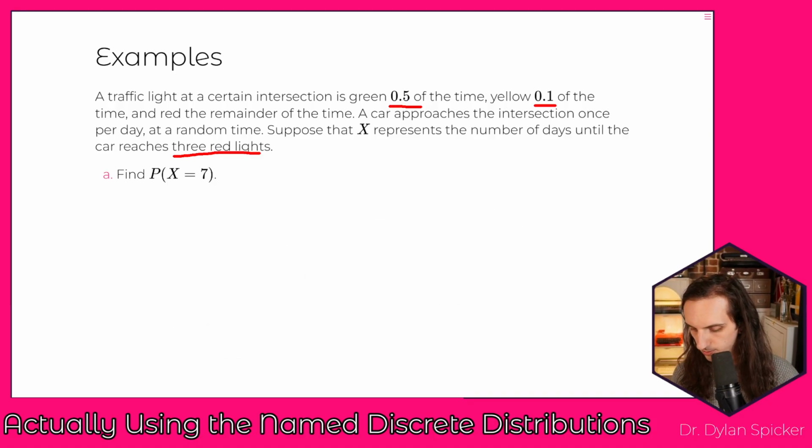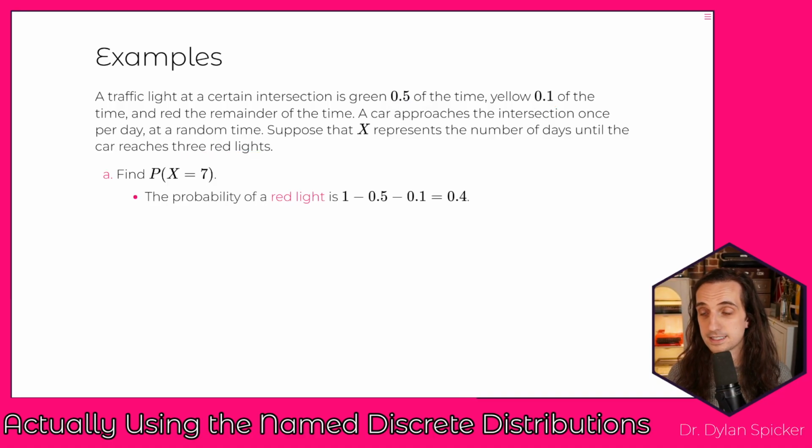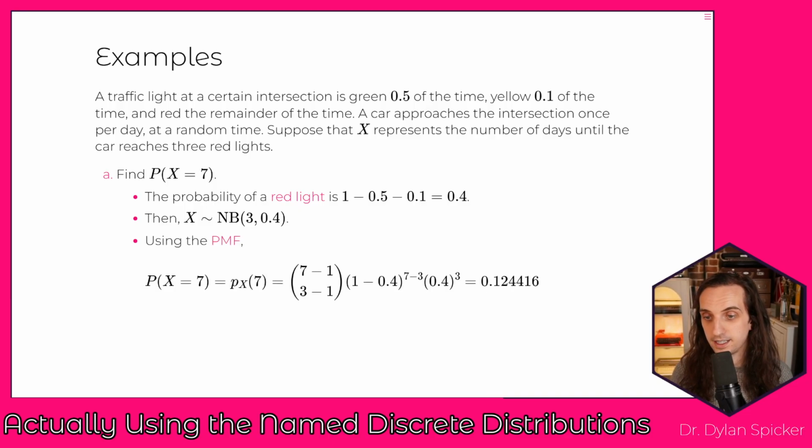And so we can just walk through all of that here. For this situation, the probability of the red light is 0.4. X is therefore a negative binomial with 3 and 0.4 as its two parameters. Using the PMF, we plug in the 7, so that's (7 minus 1) choose (3 minus 1), times (1 minus 0.4) to the 7 minus 3, times 0.4 to the 3, and that gives us 12.4416%. So just over 12% chance that X is 7. In other words, there's about a 12.4% chance that it takes 7 days for the car to see 3 red lights.